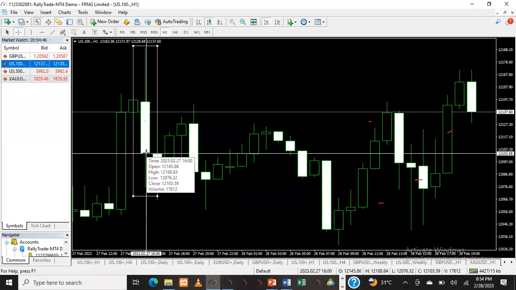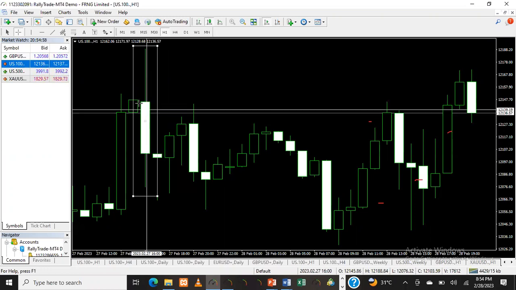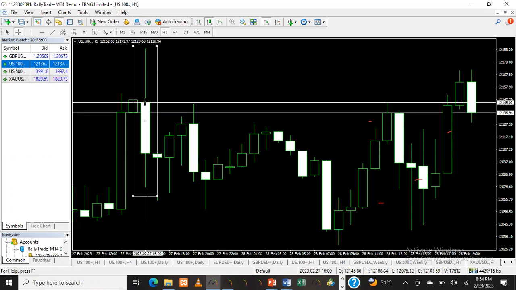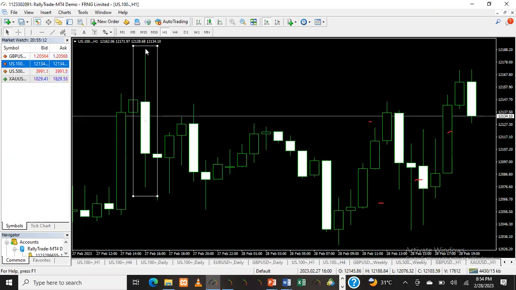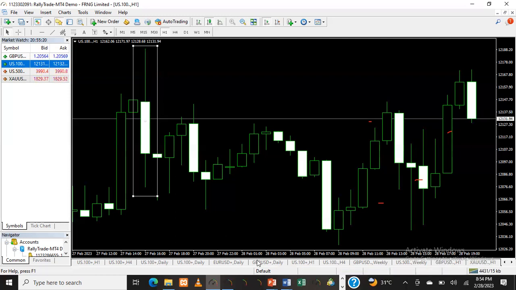On this chart you can see the opening price, high price, low, close, and the volume. We'll have our closing price at 12,103.58. What happened on this candle is this: immediately this candle opened, it first of all went up, it moved 44 pips, it was bullish, and the bears started pushing the market downward. Now this is known as a wick, W-I-C-K.